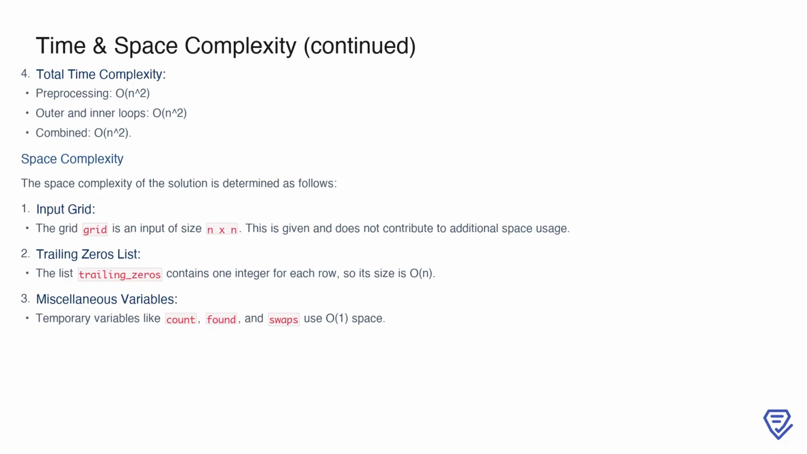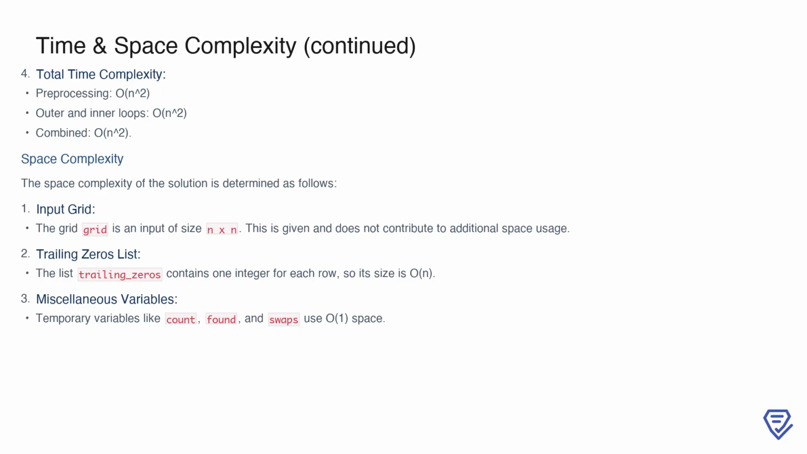Adding everything up, the total time complexity of the solution combines the pre-processing step, which is O(n squared), and the work done by the outer and inner loops, which is also O(n squared). This gives us an overall time complexity of O(n squared).